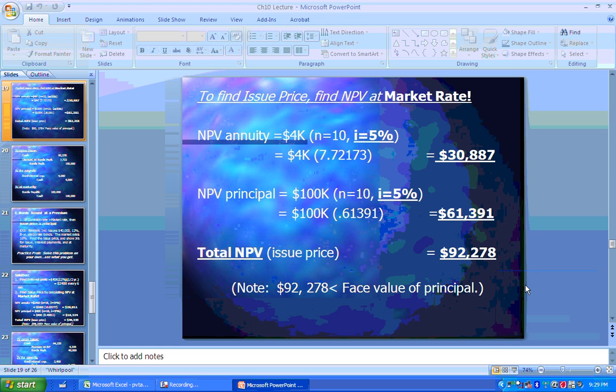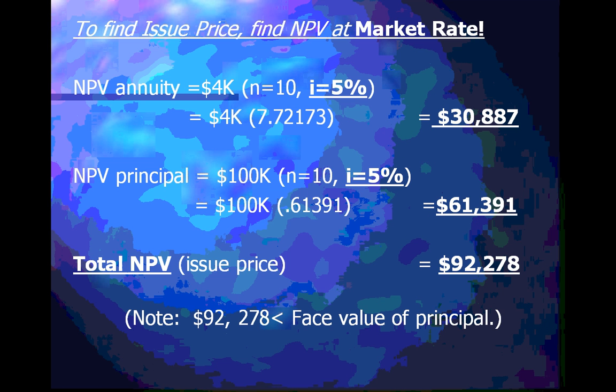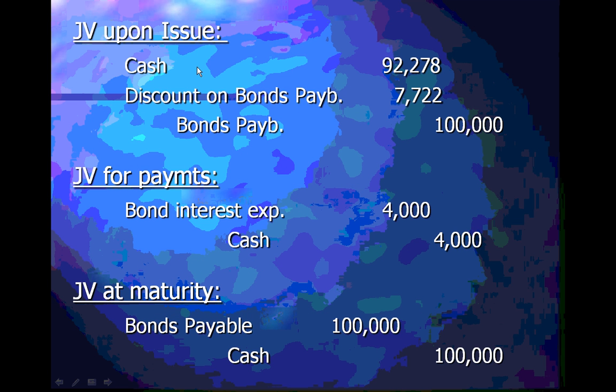Okay, we're on the final stages here of chapter 10. So we've covered the calculation of a bond issued at a discount. Let's look at the journal entries here. Okay, here's what's going to happen.